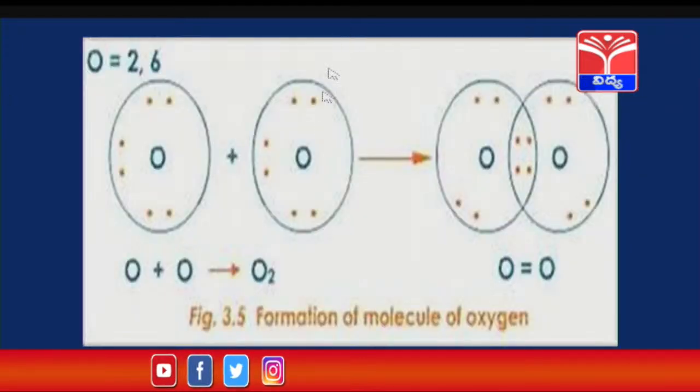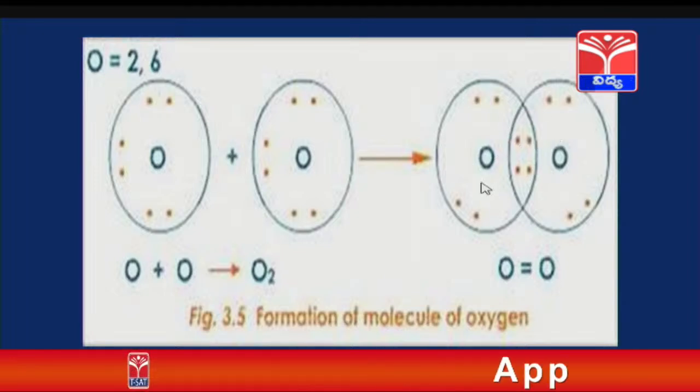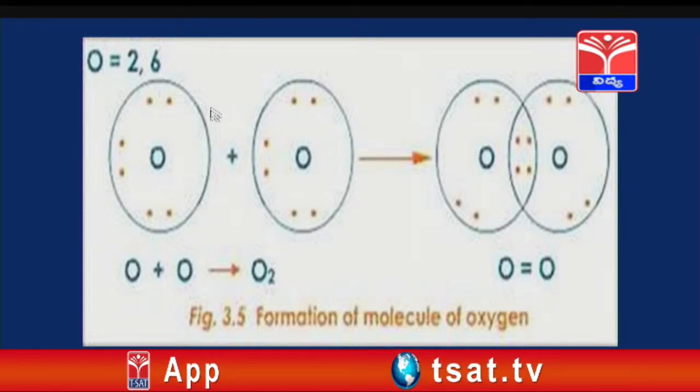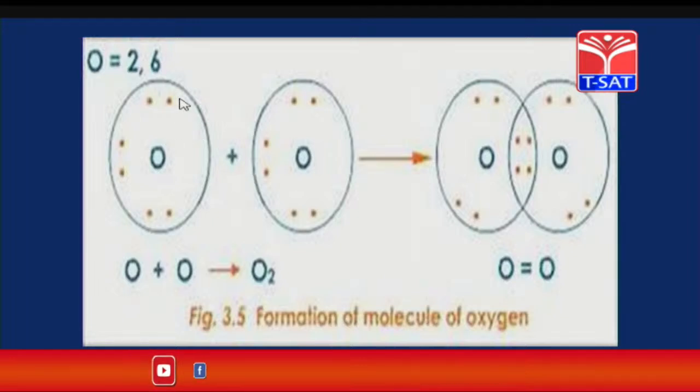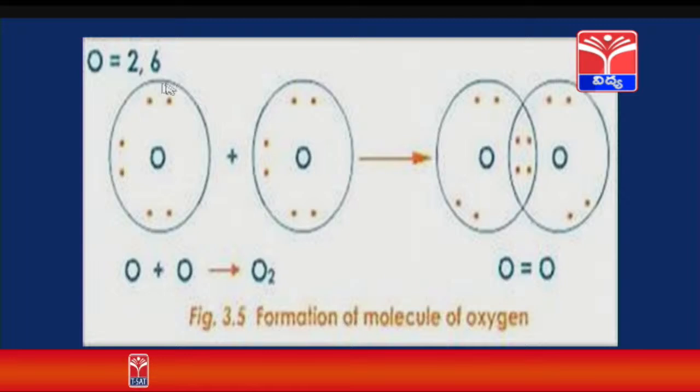So, let us see another example, children. Oxygen molecule. An oxygen molecule is formed when two oxygen atoms combine with each other. So, how are they combining? Now, look at the atomic number of oxygen. Atomic number of oxygen is 8. The electronic configuration of oxygen is 2, 6. That means there are 6 electrons in the valence shell. So, we have represented them in the form of dots.